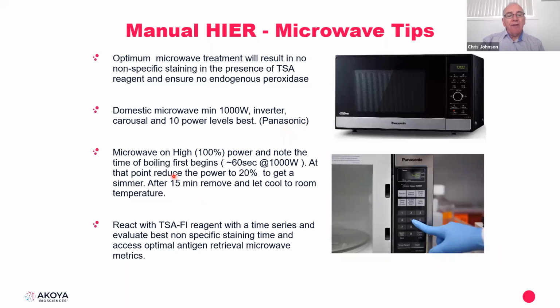For Opal, the microwave technique includes bringing the sample to boiling very quickly, within approximately 60 seconds at 1,000 watt. And then after it's boiling, we reduce the power to about 20%, to a simmer, if you like, a rolling bubble. And then we do that for about 15 minutes and then remove and let it cool to room temperature. Usually we'll find the 15-minute time is enough to remove nearly or pretty much all the endogenous peroxidases.